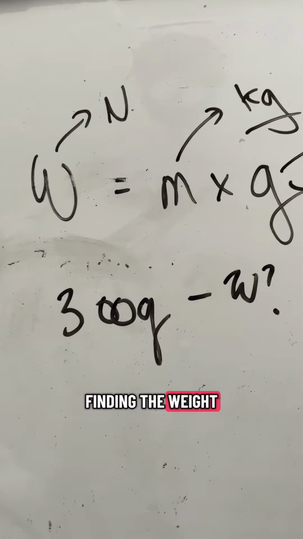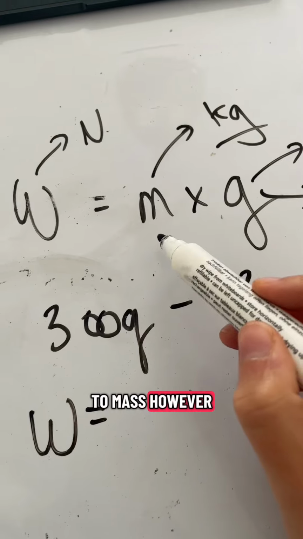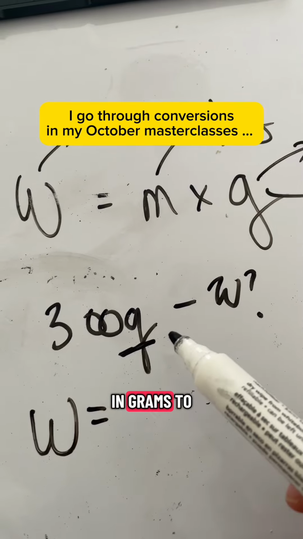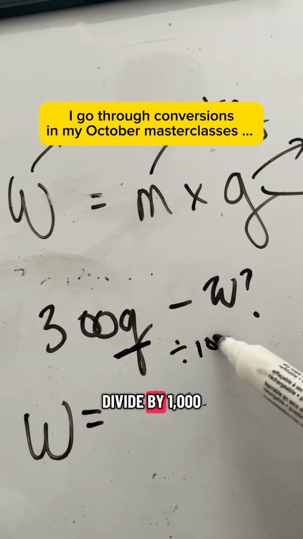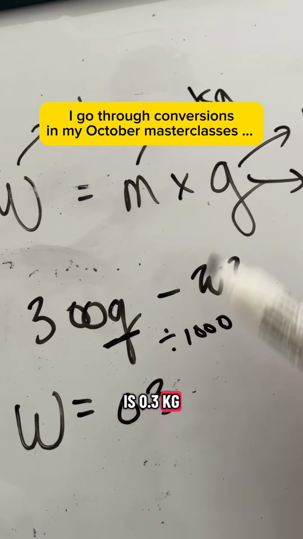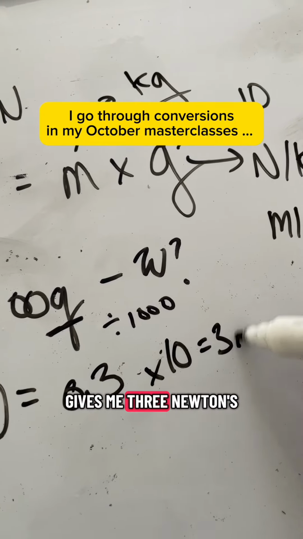Okay, back to finding the weight of my 300 gram mass. Weight is equal to mass. However, I need my mass in kilograms. It is currently in grams. To go from grams into kilograms, I need to divide by 1,000. So 300 grams is 0.3 kilograms, multiplied by 10 gives me 3 newtons.